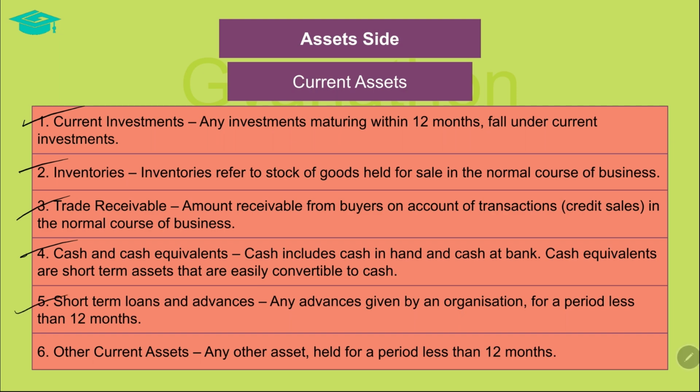The next head is short-term loans and advances, which consists of any advances given by the organization to external parties for a period of less than 12 months. The final head, other current assets, includes any other asset that is held by the organization for a period of less than 12 months. So with this, we have discussed how the balance sheet is constituted and where each item gets reflected in the balance sheet.